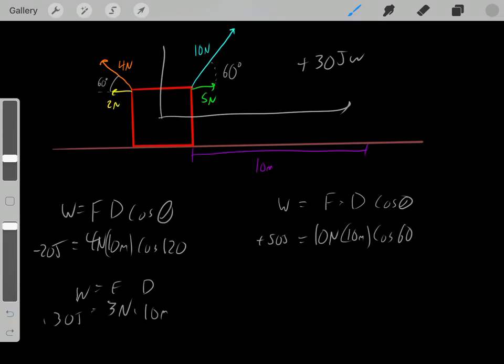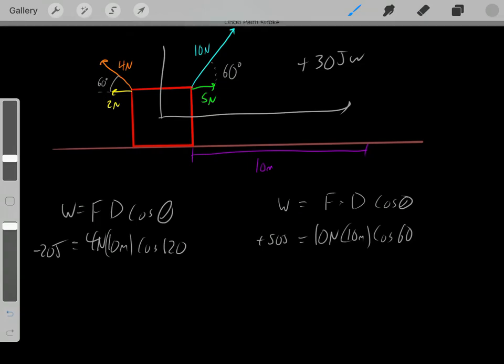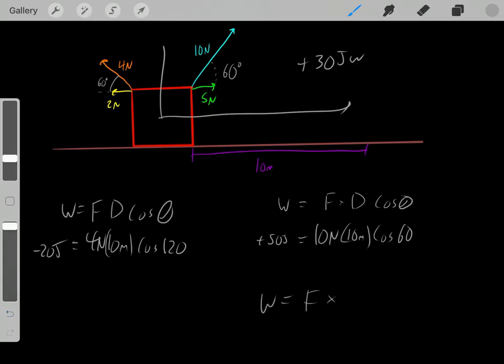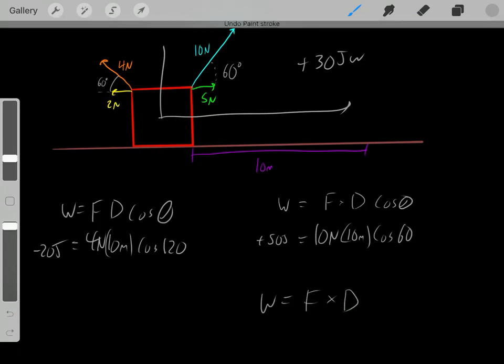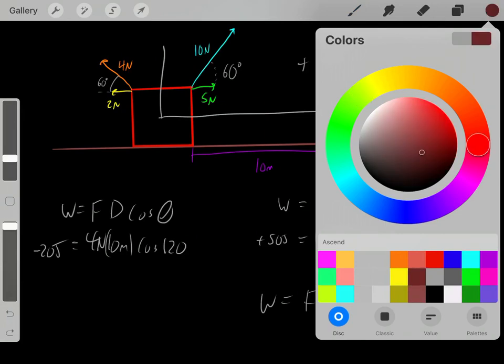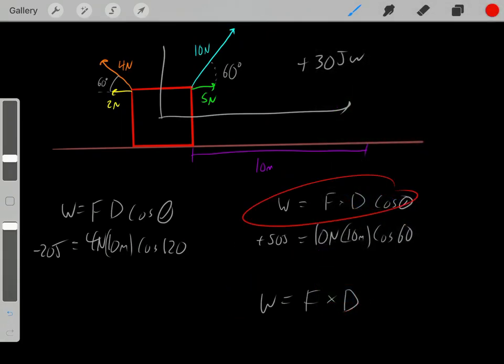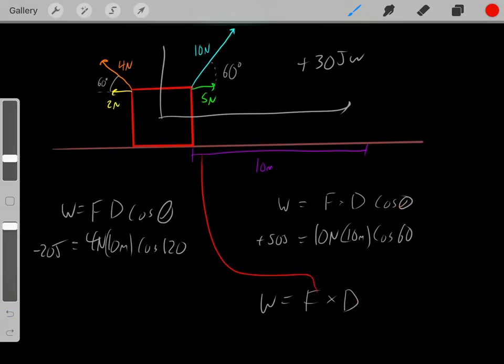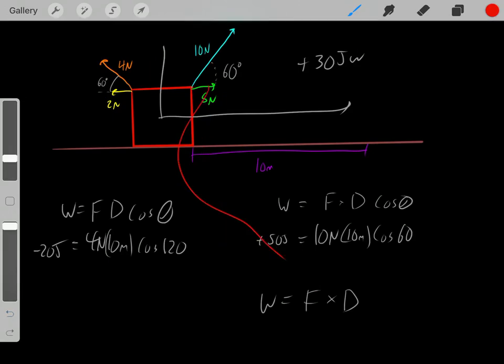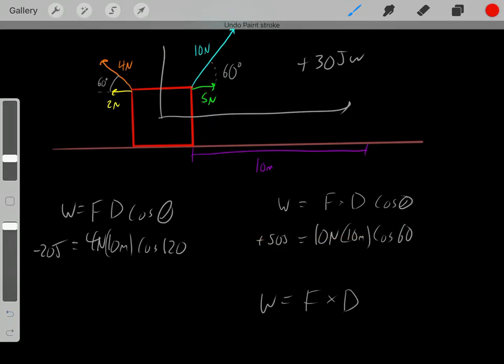So the point is there are different forms of this equation that you can use. You can use this form of the equation, or work equals force times distance. These are the two forms of the equation, and depending on which one you're more comfortable with, you can use either. But with this one, you need to find the component of the force in the direction of motion. You have to do that extra work, whereas with this equation, you just plug in the original force, and it does the work for you. It finds the component in the direction of motion for you.